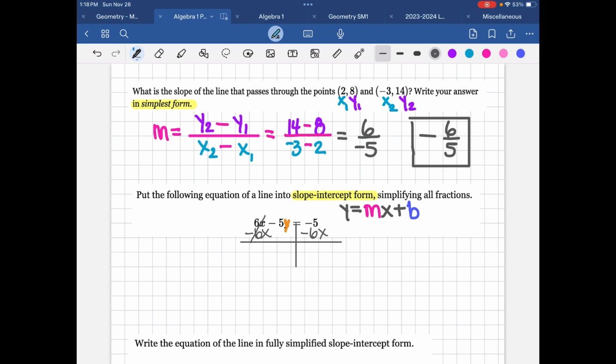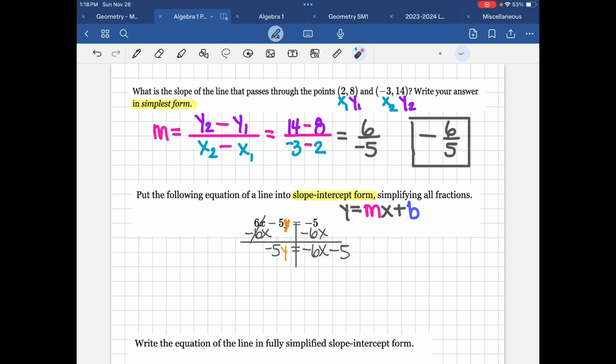Move the x to the other side. It's a positive, so I subtracted. I would do the opposite: if it was negative, I would add. I did not get rid of the negative that's with the y, so I'm going to keep that as negative 5x. And I'm going to put negative 6x first, minus 5, because I do want it in that mx plus b formula.